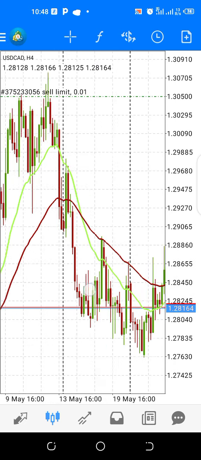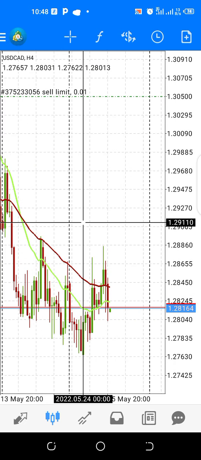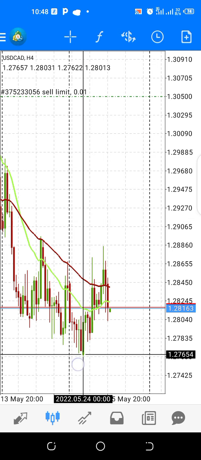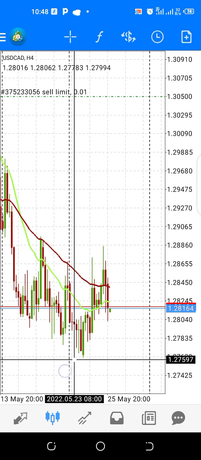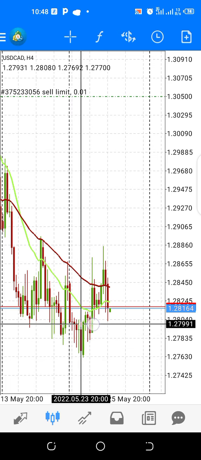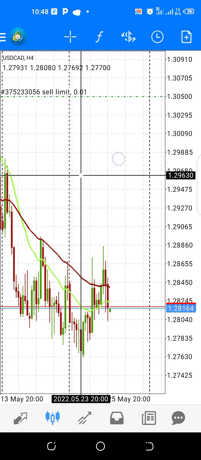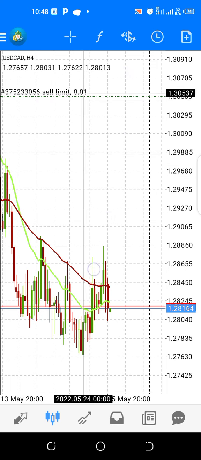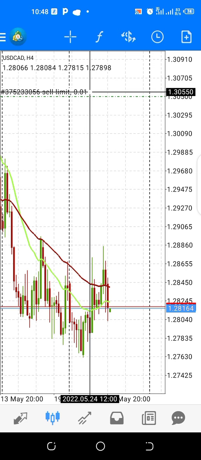So whenever the market reverses upwards, let's assume our buy limit was triggered and the market was very favorable in our direction and we took a lot of profit. Once the market gets to this point, it's going to trigger this trade again. Maybe we must have taken our profit before now.